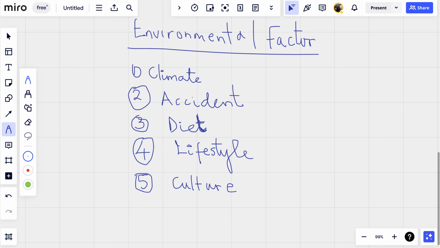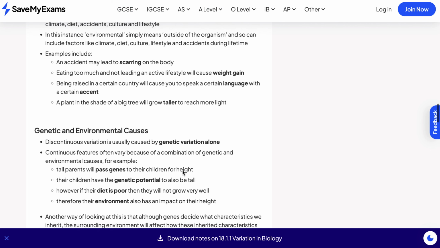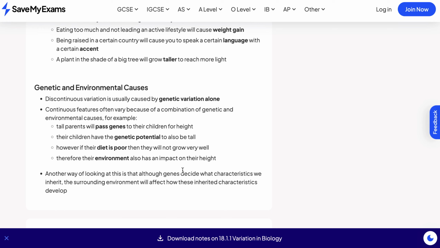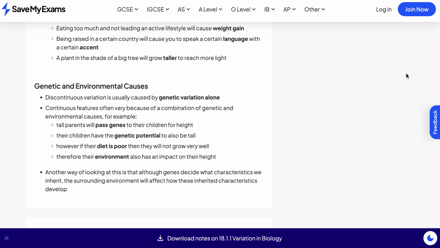Okay, now let's move on. So we've talked about the environmental factor. What about the genetic factor? The big genetic factor is about the DNA, the genes and the alleles. Now the variation that is affected by both genetic factors and environmental factors is called the continuous variation. Is that okay?